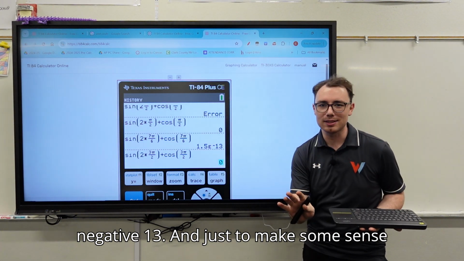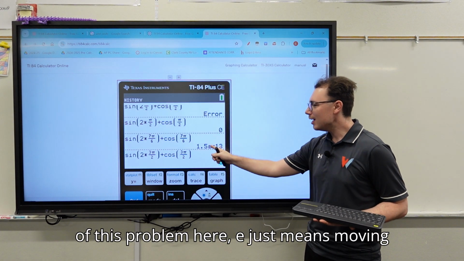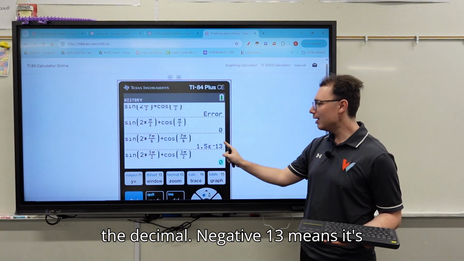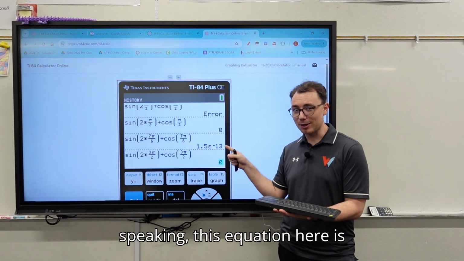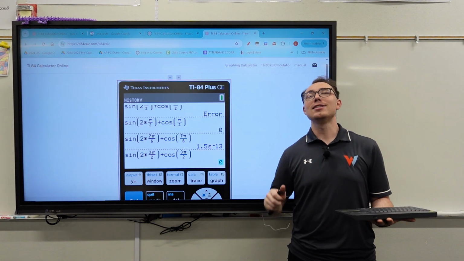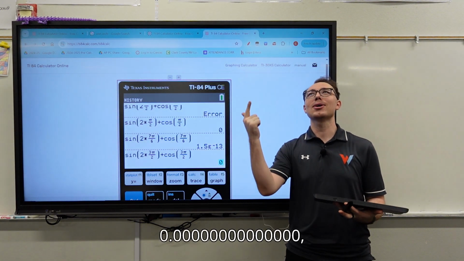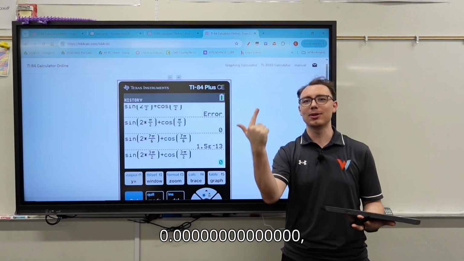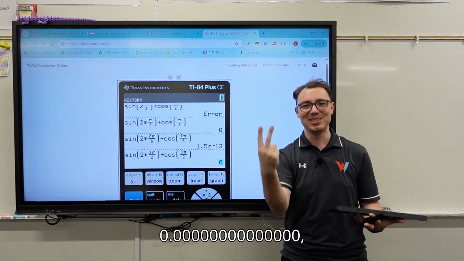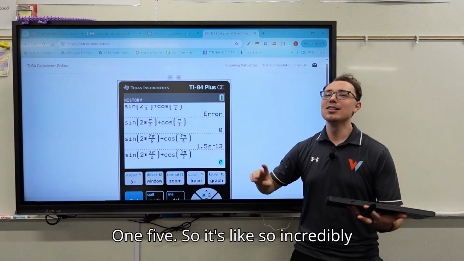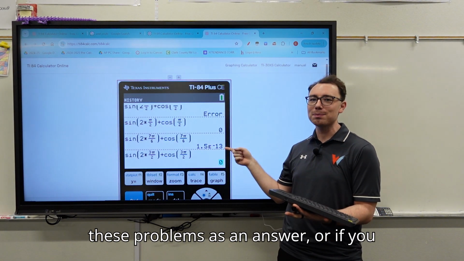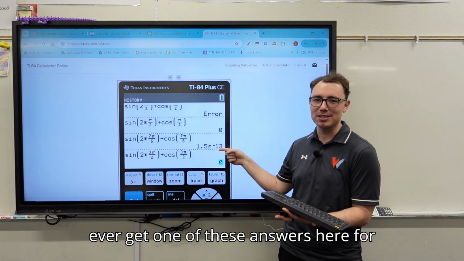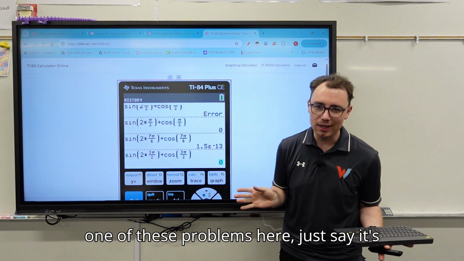And just to make some sense of that problem here, e just means moving the decimal. Negative 13 means it's making it smaller. So technically speaking, this equation here is 0.000000000000015. So it's so incredibly close to 0 that if you ever get one of these answers for one of these problems, just say it's 0.